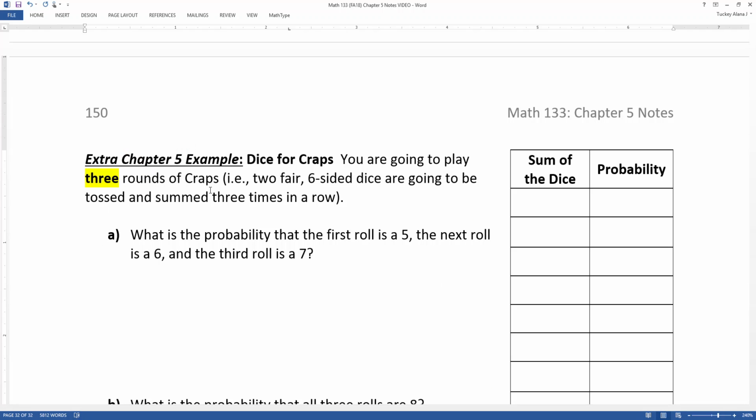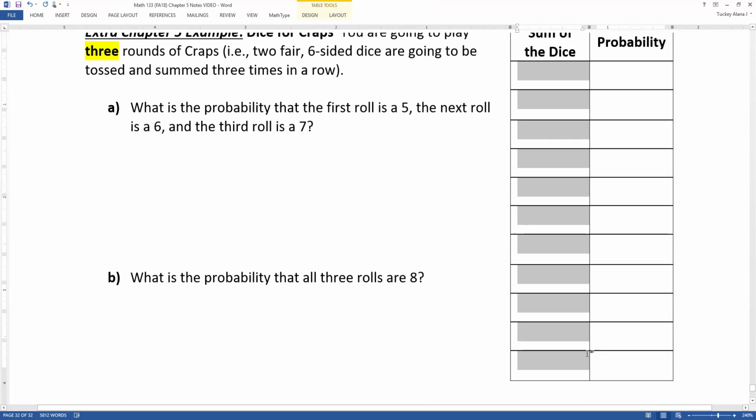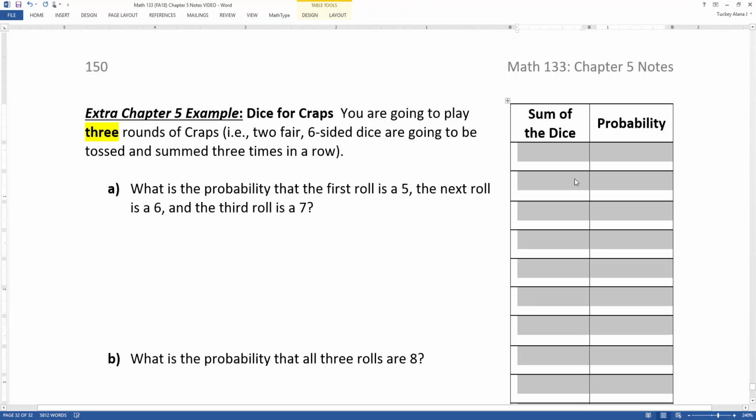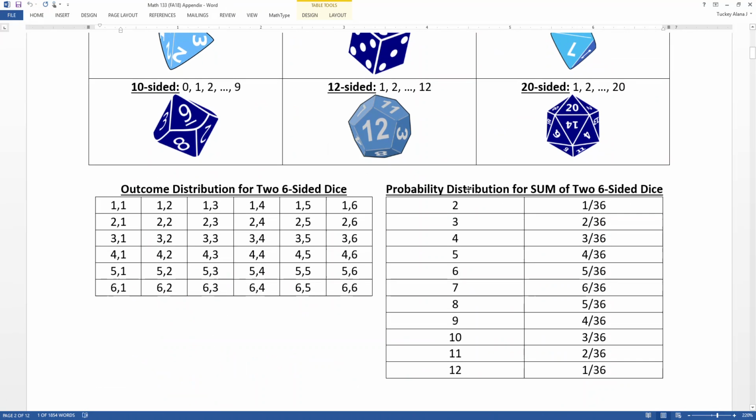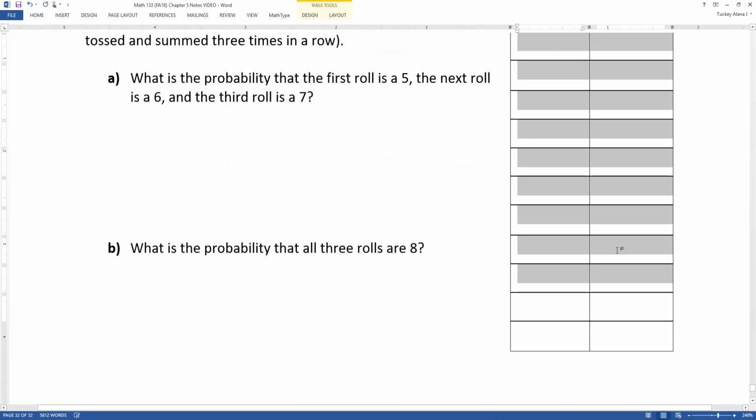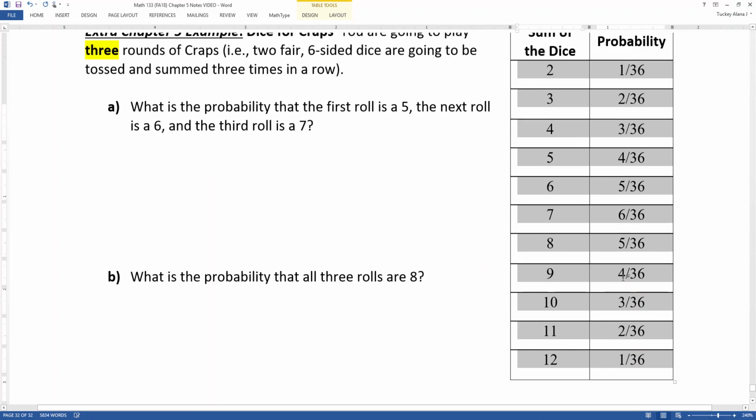Craps is when you take 2 fair 6-sided dice and you throw them and then you sum them, so you add them up. Now remember, we've already found the probabilities for adding 2 6-sided dice. We did it a while ago in section 5.2, and it's also currently in the exam notes packet. So 2 6-sided dice is right here. There are the sums on the left, and there are the respective probabilities. So I could just paste those right in here, and hopefully it'll work.